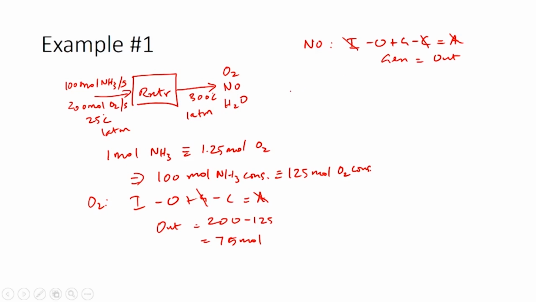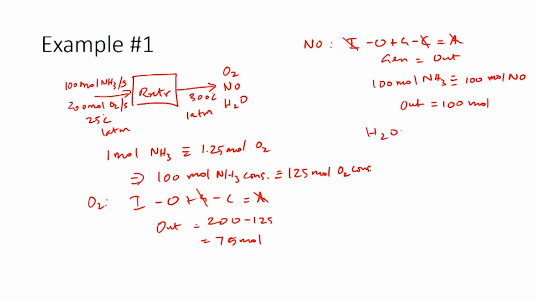So, generation can be identified using stoichiometry. So, we have seen that for 4 moles of ammonia being consumed, you have 4 moles of nitric oxide produced. So, for 100 moles of ammonia consumed, you would have 100 moles of nitric oxide formed. So, this means your output for nitric oxide would actually be equal to 100 moles.